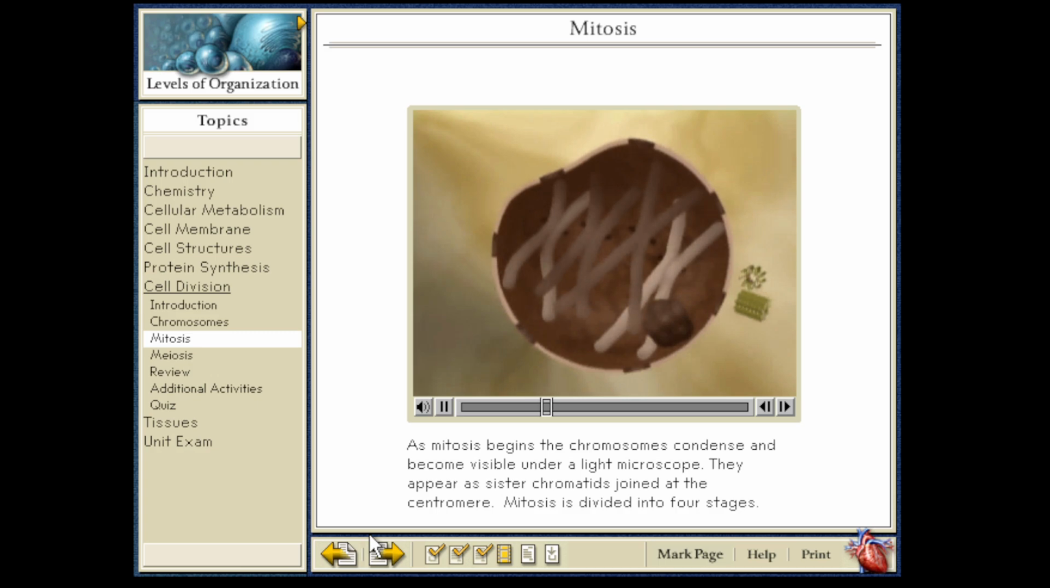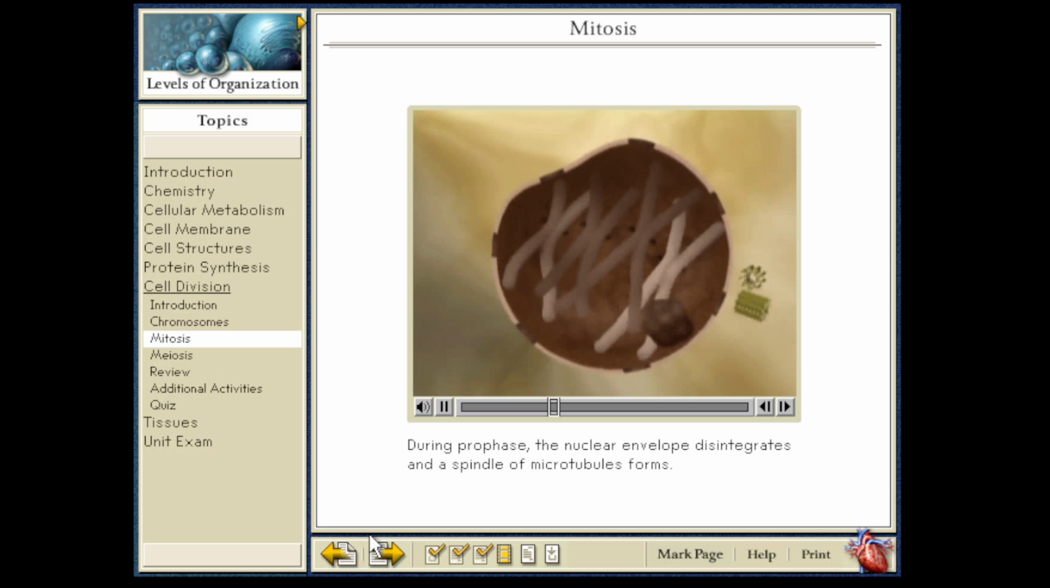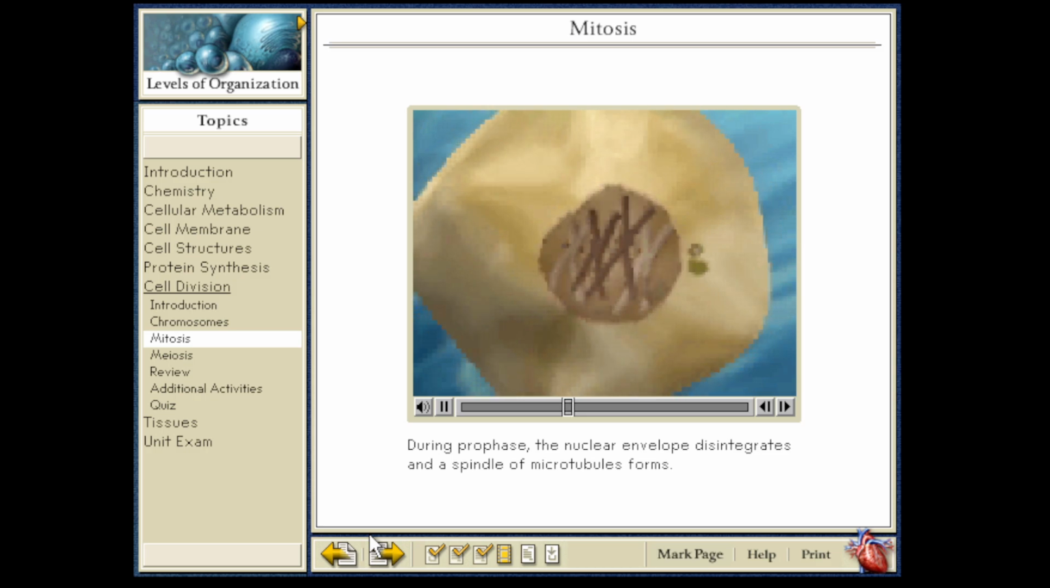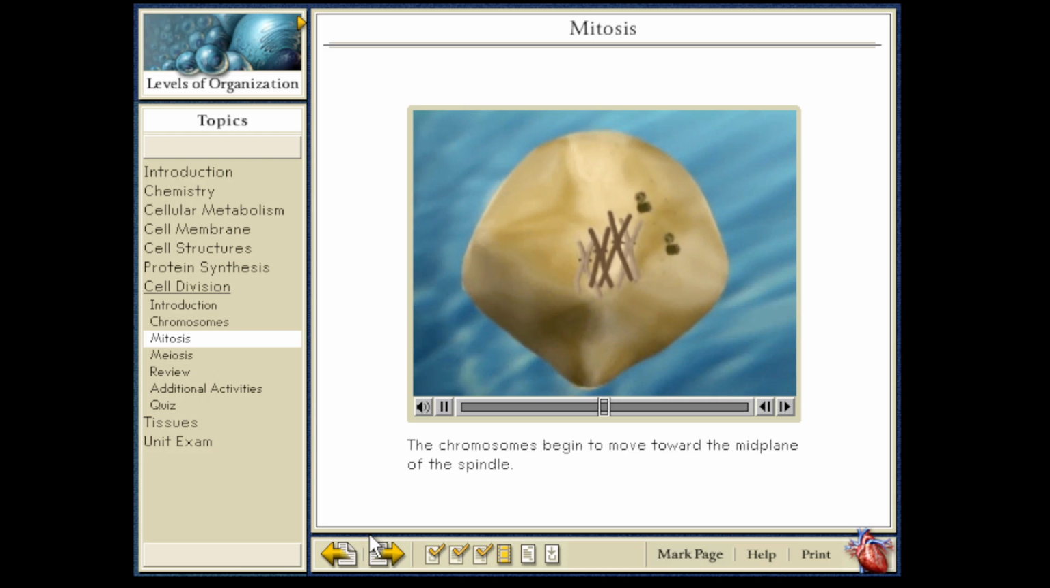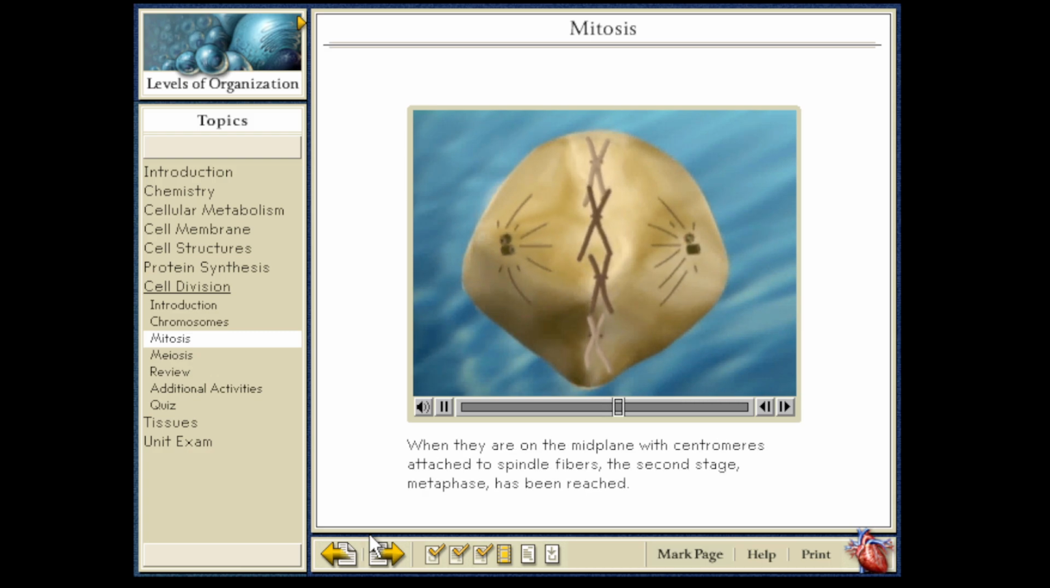Mitosis is divided into 4 stages. During prophase, the nuclear envelope disintegrates and a spindle of microtubules forms. Centrioles may help organize the spindle, as in this animal cell. The chromosomes begin to move toward the midplane of the spindle. When they are on the midplane, with centromeres attached to spindle fibers, the second stage, metaphase, has been reached.